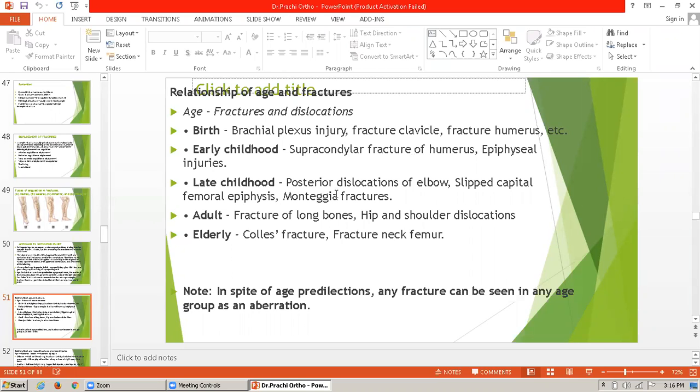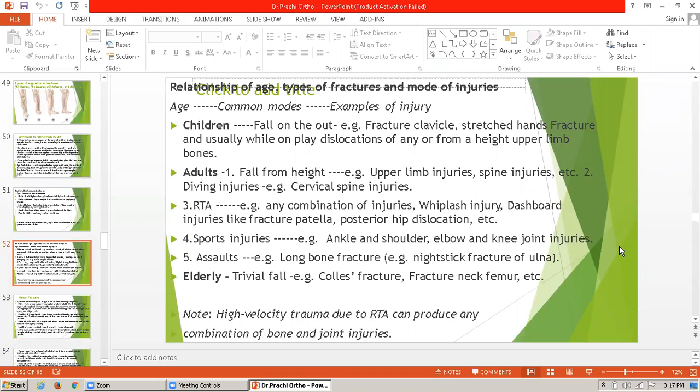In late childhood, there is posterior dislocation of the elbow, slipped capital femoral epiphysis and Monteggia fractures. And in adulthood, there is fracture of the long bones, and hip and shoulder dislocation. In elderly people, there is Colles fracture and fracture neck of femur. In spite of the age predilection, any fracture can be seen in any age group.